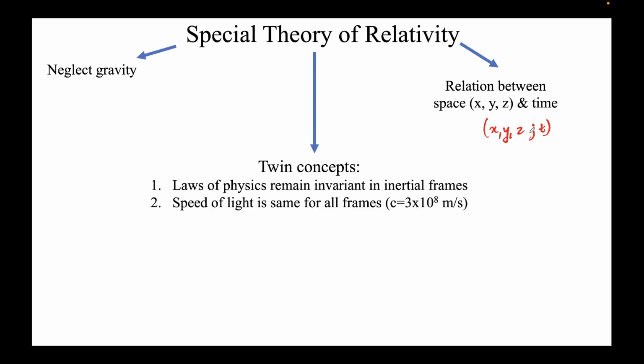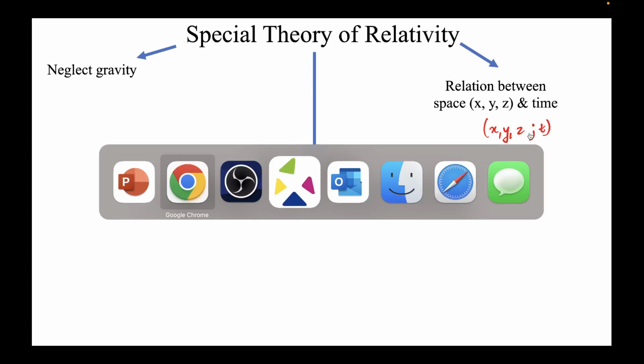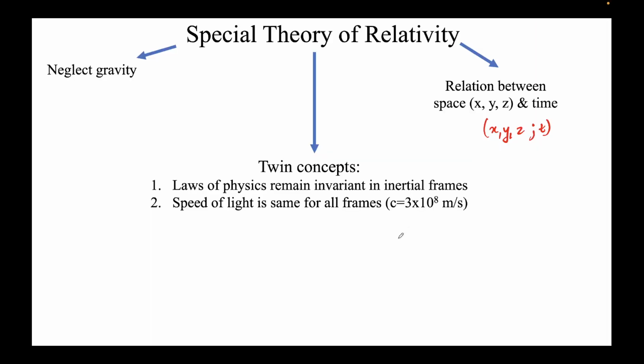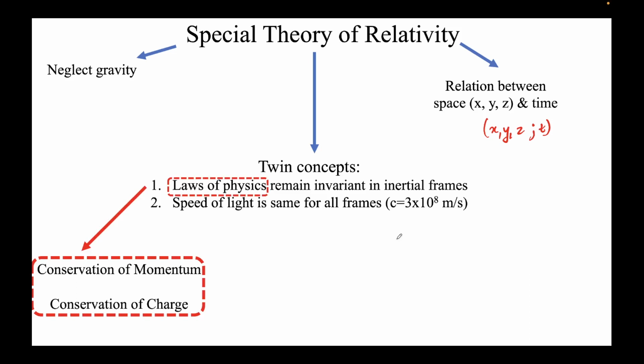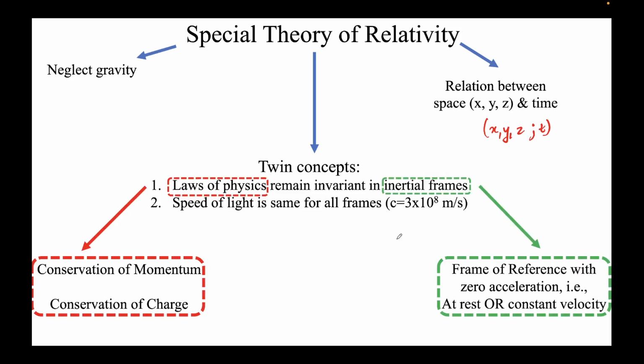And these are the twin concepts that we had talked about. The first one was that the laws of physics remain invariant in all inertial frames. Laws of physics like conservation of momentum, conservation of charge, conservation of energy will remain invariant, meaning they will not change. These laws will still remain valid. And what are inertial frames? Inertial frames are those frames of reference with zero acceleration. That is, the velocity has to be constant, like 2 meters per second or 0.5 c meters per second, or at rest, which means velocity is equal to 0. So only those frames we are considering. If the velocity is a function of time, this is not an inertial frame. So for inertial frames, velocity should not be a function of time.